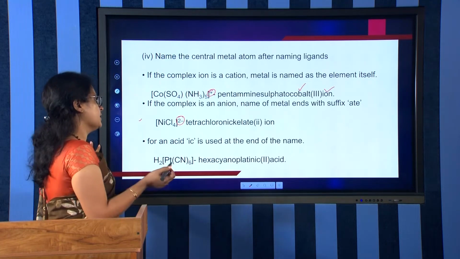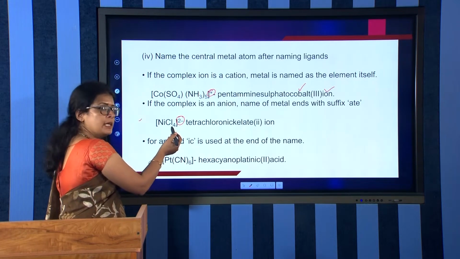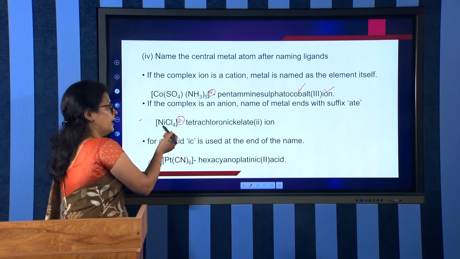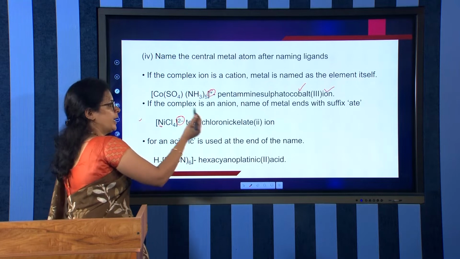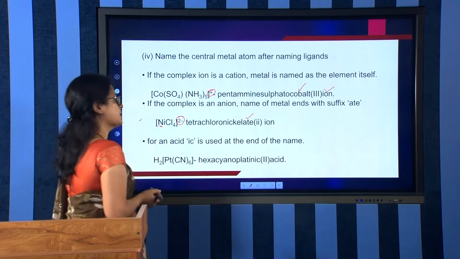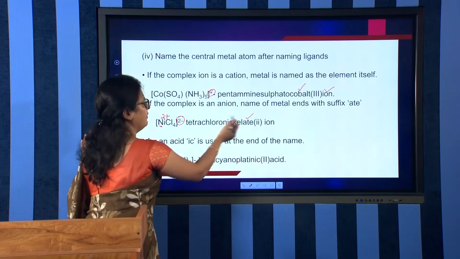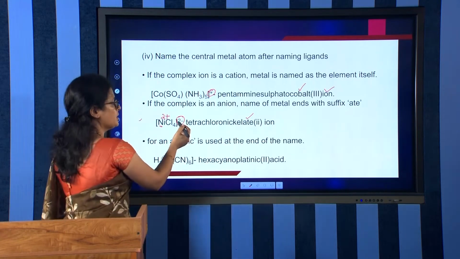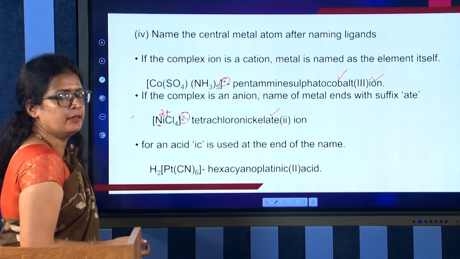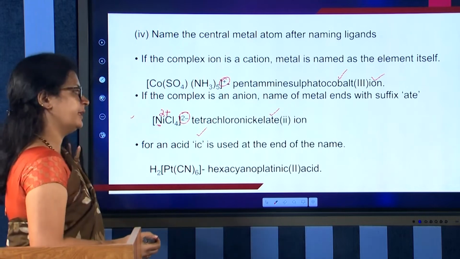And while naming this, you have to name the ligands first. And how many ligands are there? 4. Four chloride ligands are there. That is why tetrachloro, and the central metal atom is nickel, which should end in nickelate, followed by the oxidation state of nickel, that is 2 plus. This is written here, and finally we have ion. Why is ion added? Because it is having a charge of 2 minus. And for an acid, if we are naming an acid, we should use IC at the end of the name.